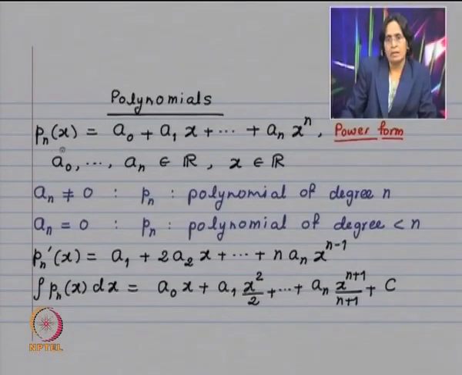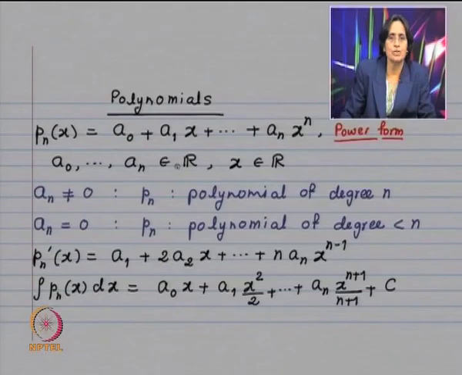A polynomial p n x in the power form is written as a 0 plus a 1 x plus ... plus a n x raised to n, where a 0, a 1, ..., a n are real numbers. So, we are going to look at real valued functions and our polynomials are going to be real polynomials. The coefficients a 0, a 1, ..., a n belong to R and x varies over R. If the coefficient of x raised to n, a n, is not equal to 0, then that will be a polynomial of exact degree n, and if a n is equal to 0, then the degree of the polynomial is going to be strictly less than n.